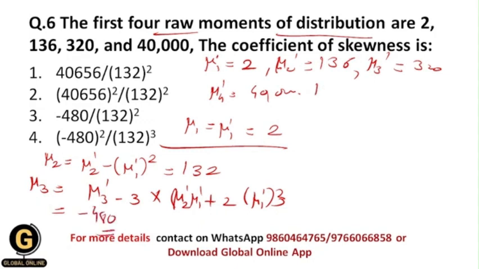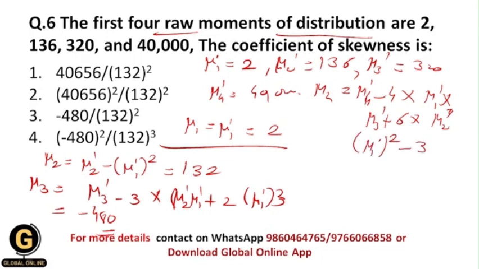Now let us find out the value of mu 4, which is equal to mu 4 slash minus 4 times mu 1 slash times mu 3 slash plus 6 times mu 2 slash times (mu 1 slash) squared minus 3 times mu 1 slash raised to 4. Again substitute the values, and then finally you will get the value of mu 4, which is equivalent to 40656.